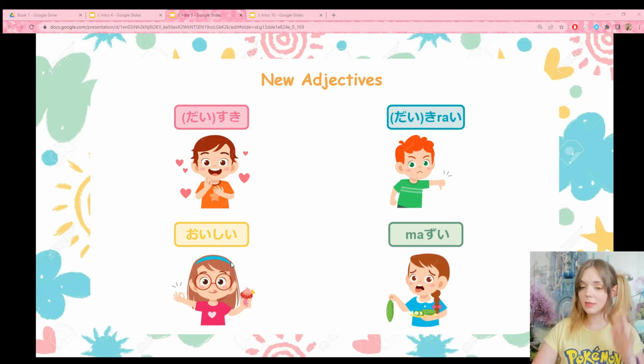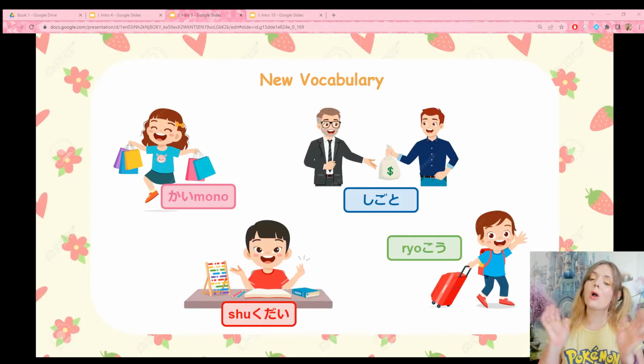Dislike a lot. Then here at the bottom we have oishii, which means delicious. And then the opposite of that, mazui, means disgusting. We also have some new vocabulary words that we're going to use to practice today. First one we have is kaimono, which means shopping. Then we have this word, which is completely in hiragana.